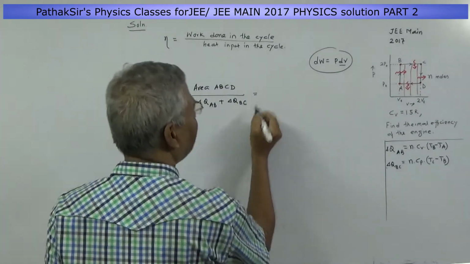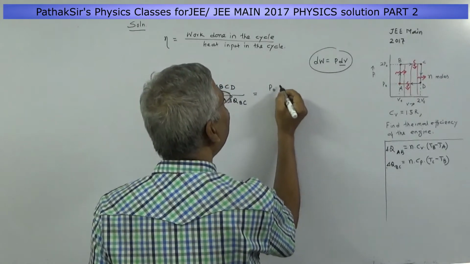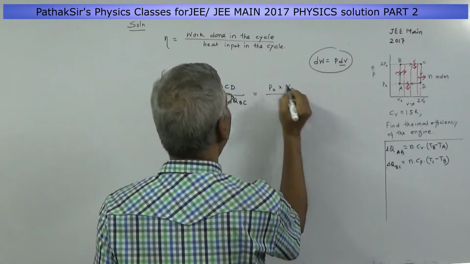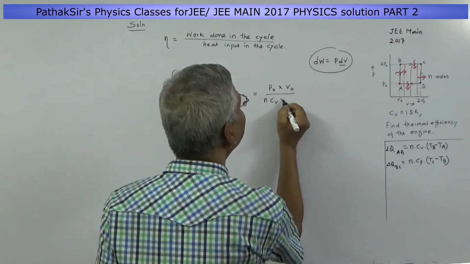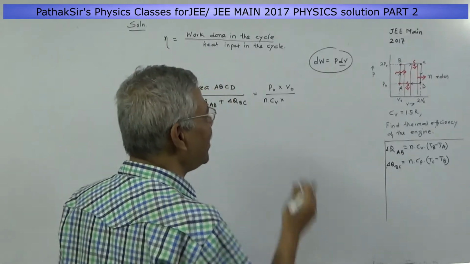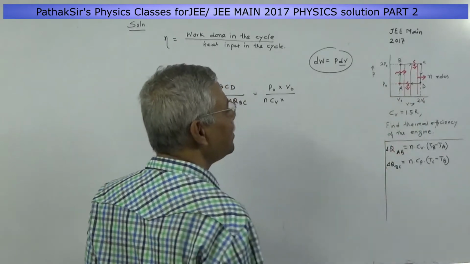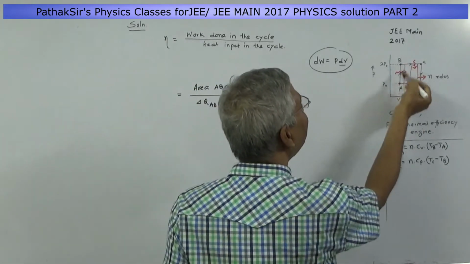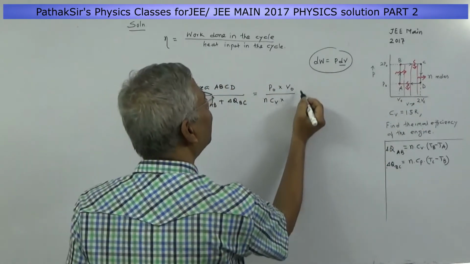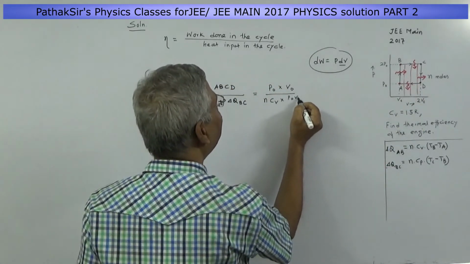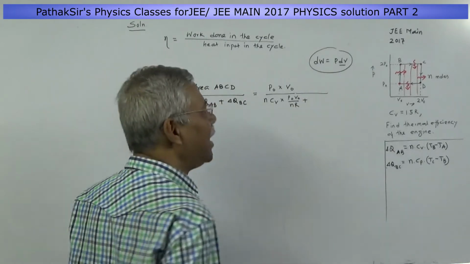Area ABCD equals length into breadth, which equals P naught into V naught. Now TB minus TA we have already calculated. TB equals 2 P naught V naught by NR, and P naught V naught by NR means P naught V naught by NR, plus delta Q BC.